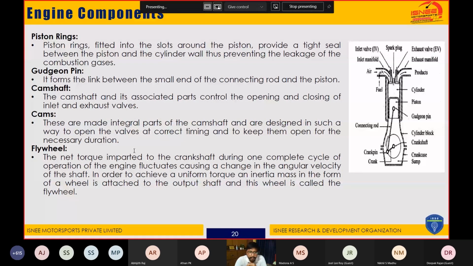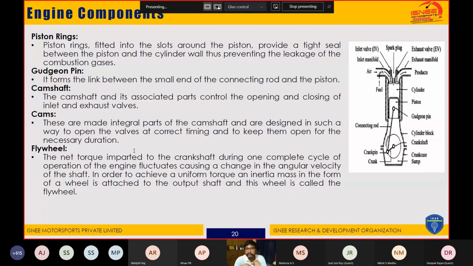So the net torque imparted to the crankshaft during one complete cycle of the operation of the engine fluctuates, causing a change in the angular velocity of the shaft. In order to achieve a uniform torque, an inertia mass in the form of a wheel is attached to the output shaft, and this wheel is called the flywheel. So basically, the flywheel rotates uselessly during the one stroke where the power is produced, but in the rest of the strokes the power is not produced.